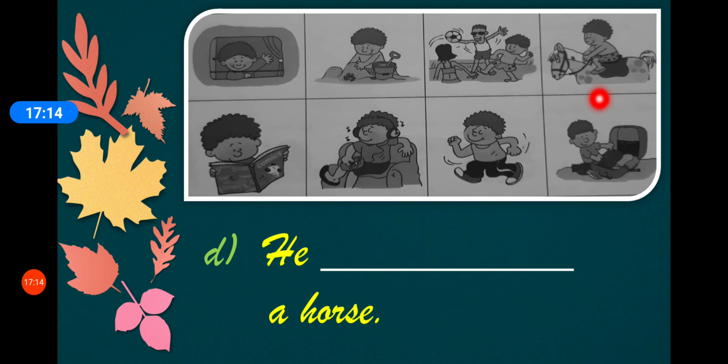In the next picture, what is he doing? He dashed a horse. Okay, what do we do on a horse? What is the verb that we would use over here? Very good. Ride. Ride is the verb. And in present continuous tense, with he, we know, is. Now, ride. The spellings of ride is R-I-D-E. That means it ends in E.